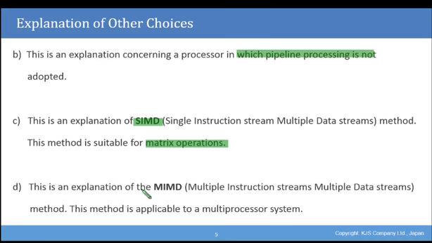D, this is an explanation of the MIMD method, or the multiple instruction streams, multiple data streams. This method is applicable to a multi-processor system. So the answer that we have arrived at is A. Here we've looked at what pipelining is and how it can be used within a processor, and also other techniques that are used by different types of processors.